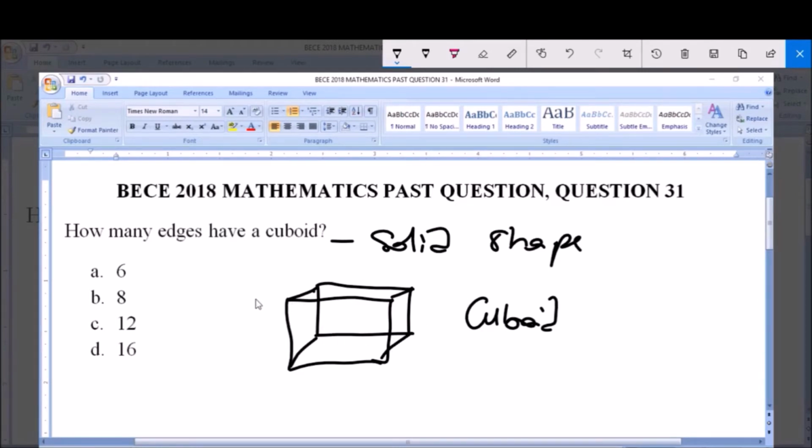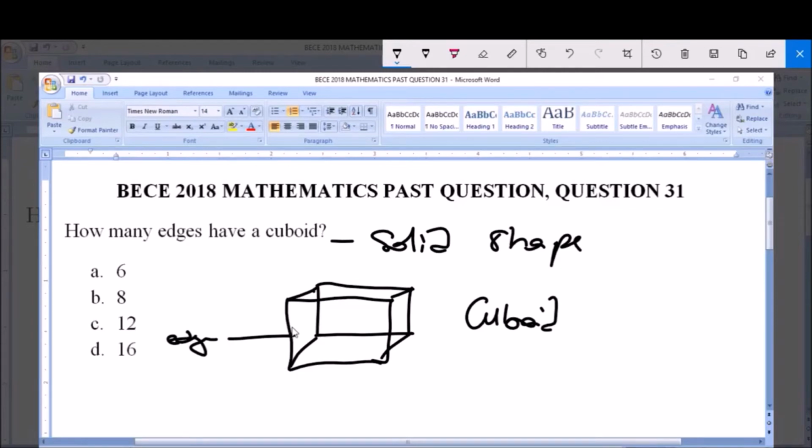Now, for us to find the number of edges, we count what? We count all this. This here is an edge. This is an edge. So therefore, we count the number of these edges of the cuboid to find the number of edges possessed by it. And now let's start with the counting.